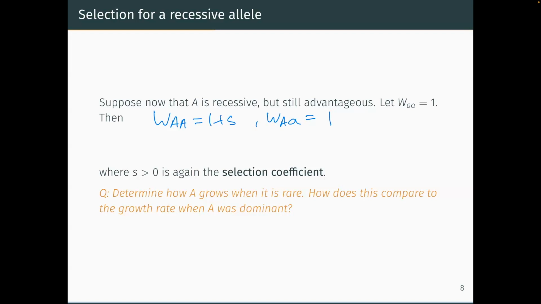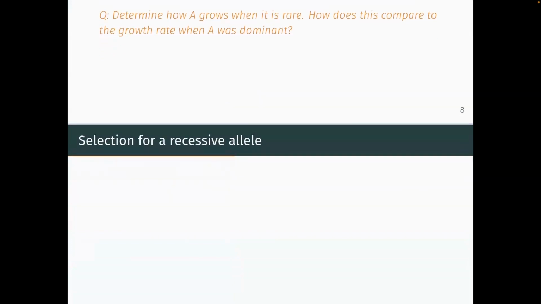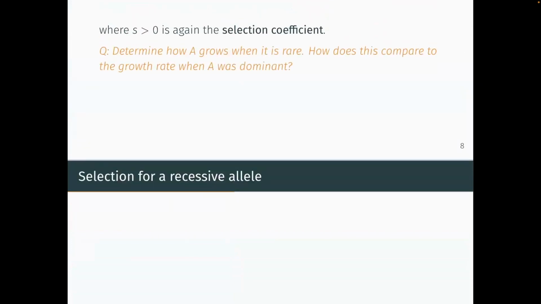So again, we're going to determine how A grows when it's relatively rare, and how that compares to the scenario when big A was dominant. Okay, so let's work through this. First of all, we need our mean fitness of the population, because that features in our Fisher-Haldane-Wright equation. So just like before, we need to take the fitness of each of our genotypes and multiply by its frequency.